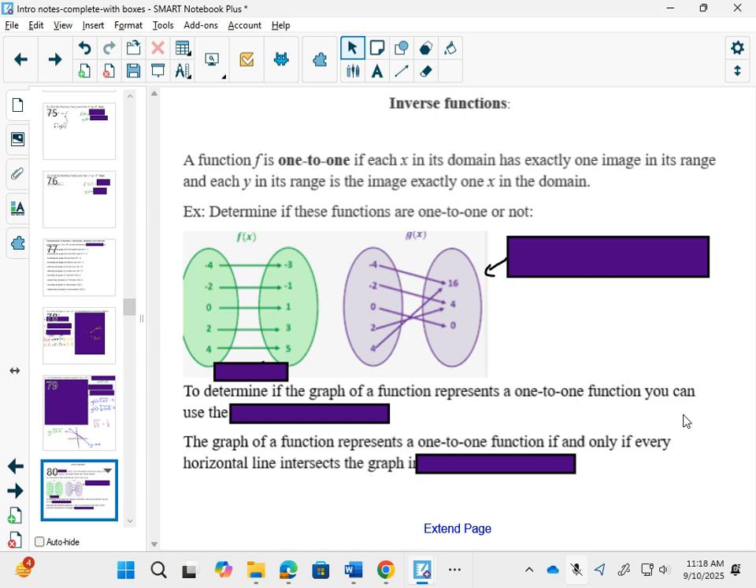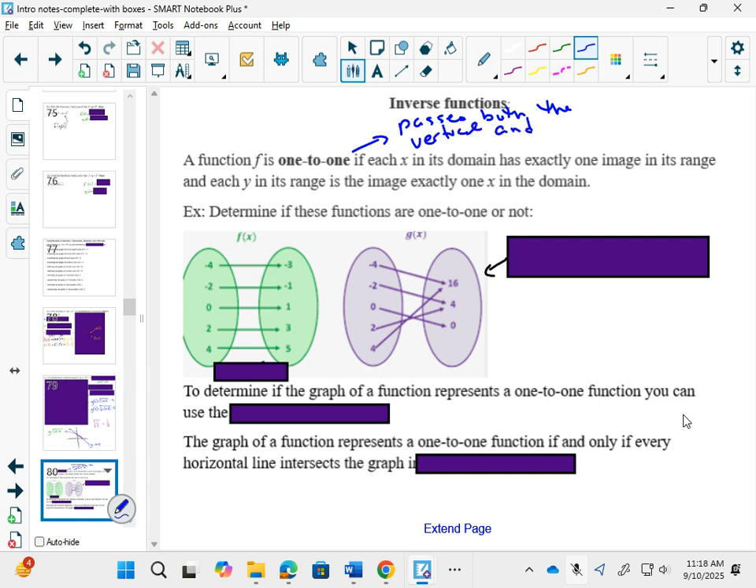So a function is called one-to-one if each x in its domain has exactly one image in its range, and each y in its range is the image of exactly one x in the domain. Graphically, this passes both the vertical and horizontal line tests.